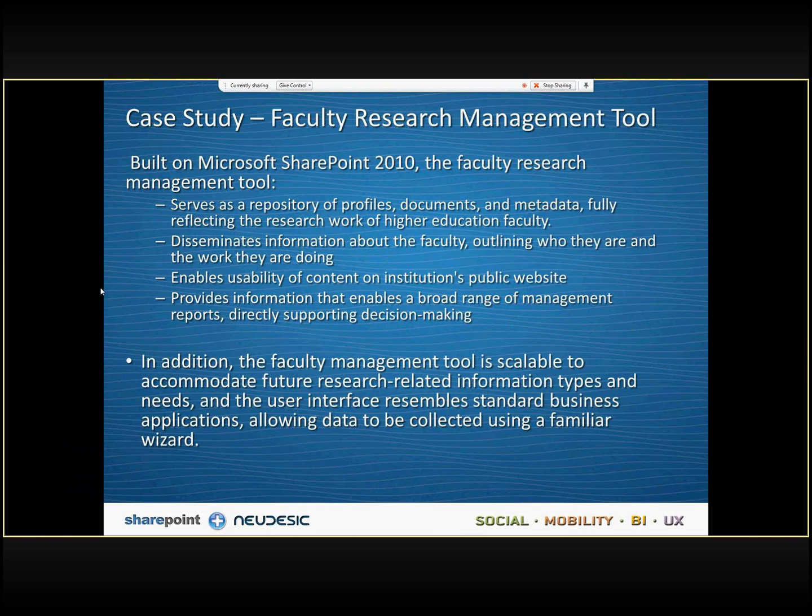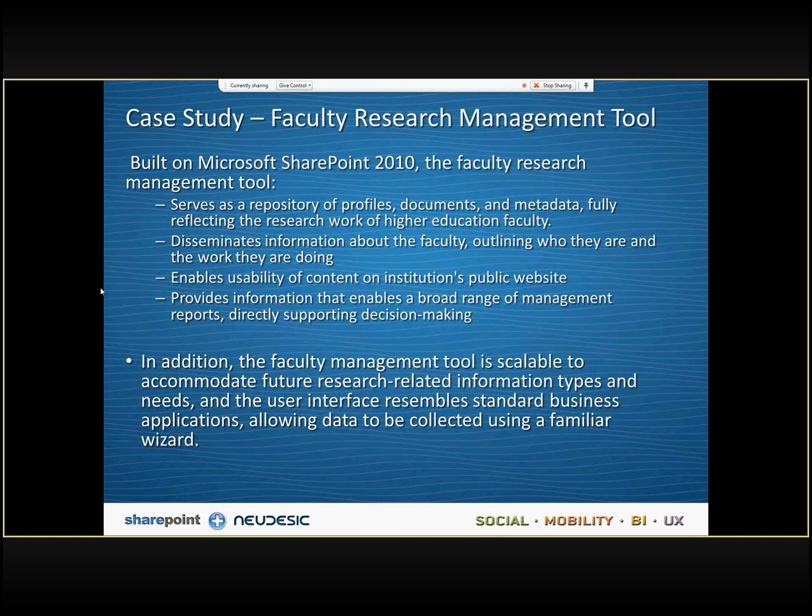The one case study that I want to dig into here is a faculty research management tool, and this was a really, really interesting solution, and took some time to put together. It was very involved. I'm only showing a short portion of it here today, but it's built on top of Microsoft SharePoint 2010, and it serves as a repository of profiles, all the documents, the metadata for a university, reflecting all the research and work that's going on inside that institution. And then it allows that information to be shared not just within the university and the administration staff or faculty, but externally on their public website.